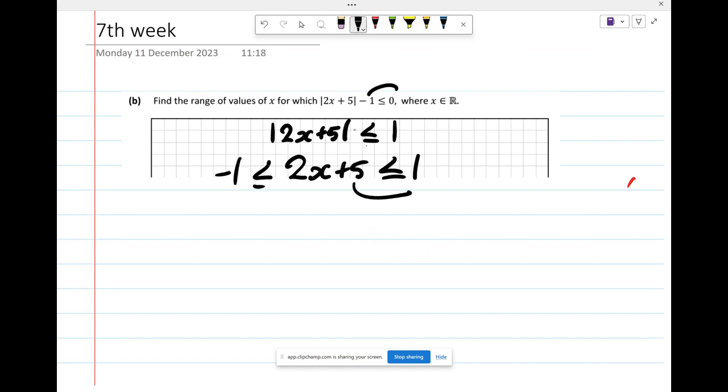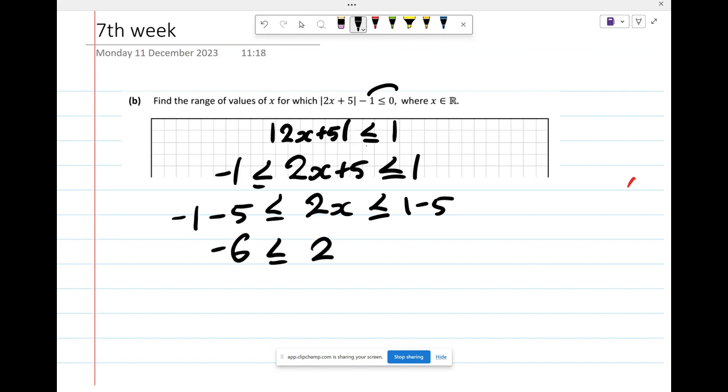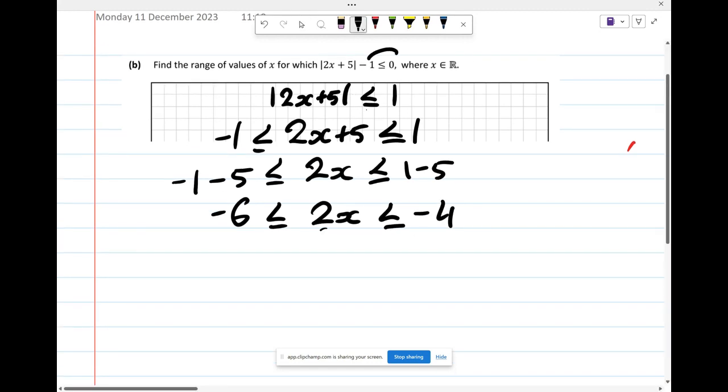So if we bring our 5 here and our 5 over here, that'll be 2x is less than or equal to 1 minus 5, and greater than or equal to minus 1 minus 5. So it's minus 6 is less than or equal to 2x is less than or equal to 1 minus 5, which is minus 4. So now we can divide everything by 2.